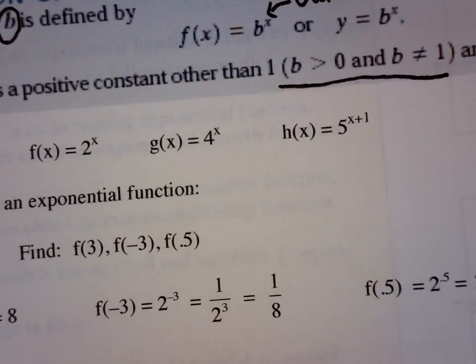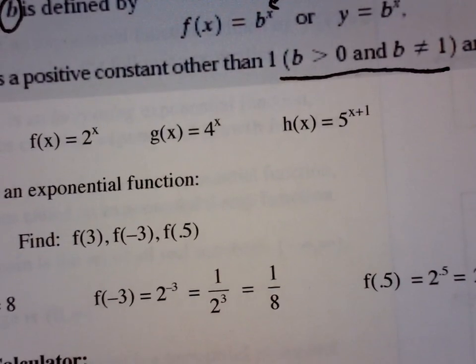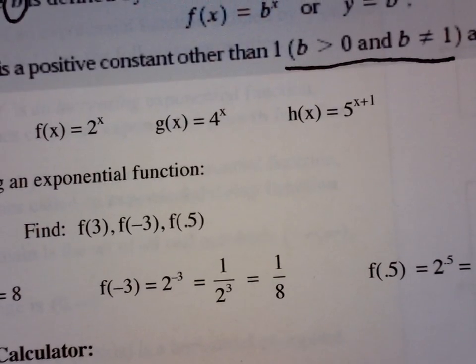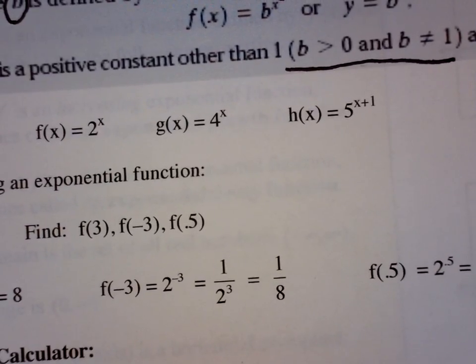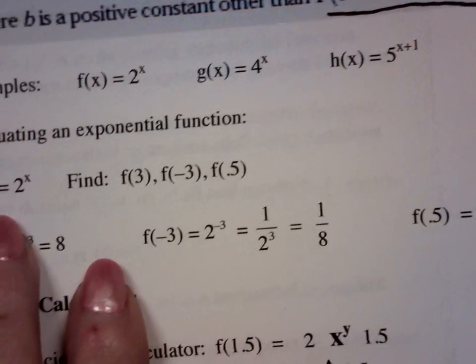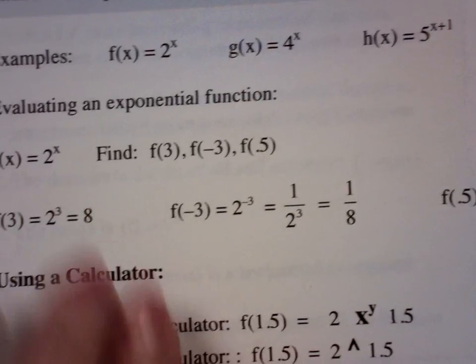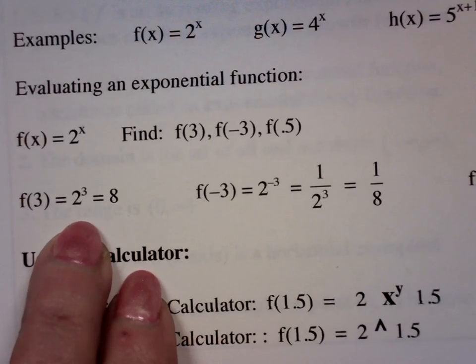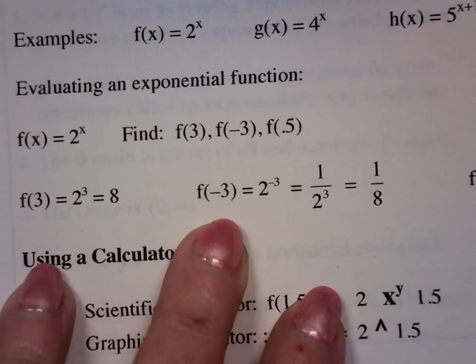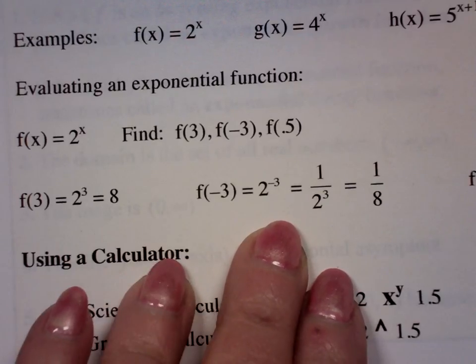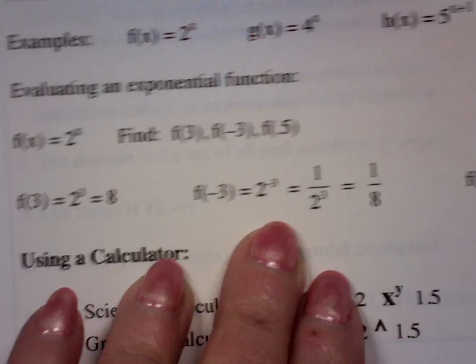Examples would be f of x is equal to 2 to the x, g of x is equal to 4 to the x, h of x is equal to 5 to the x plus 1. And the first thing we do is we define it, then we evaluate it. Okay? So now if f of x equals 2 to the x, find f of 3. F of 3, you put 3 in for x, that would be 2 cubed, which would be 8. F of negative 3 would be 2 to the negative 3, that's 1 over 2 cubed, that's 1/8.